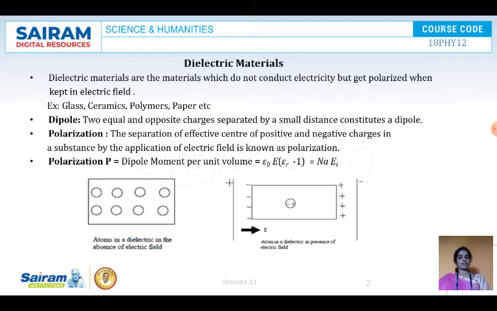So this phenomenon of separation of charges in the presence of an electric field is called polarization. Polarization is denoted by P and is the dipole moment per unit volume. The expression is given as P = epsilon naught E (epsilon r minus 1), that is N alpha into E_i. We will see what alpha and E_i are in the next slides.